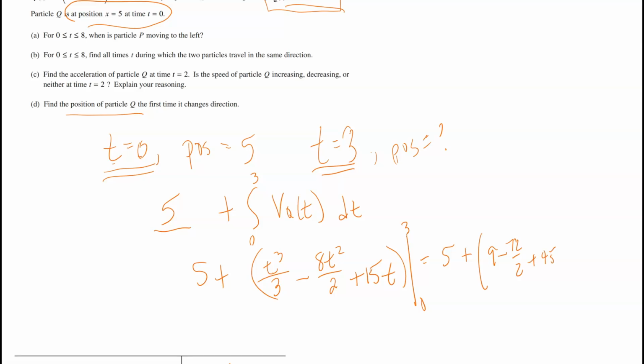Okay, so there's all of that minus plugging in the 0. Well, when you plug in the 0 to these, it's actually just going to all end up as 0. So that's actually exciting. Okay, so let's get a number for this and then we'll be done. So 5 plus, let's see, 9 plus 45 is 54.